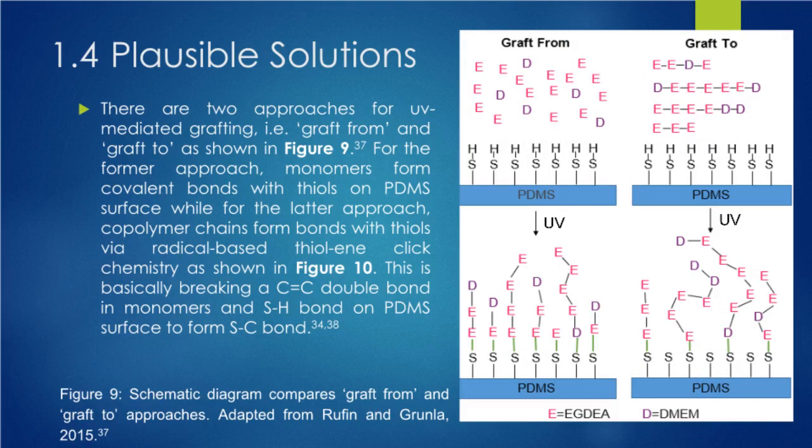There are two approaches for UV-mediated grafting, i.e. graft from and graft to, as shown in Figure 9. For the former approach, monomers form covalent bonds with thiols on PDMS surface, while for the latter approach, copolymer chains form bonds with thiols via radical-based thiol-ene click chemistry as shown in Figure 10. This is basically breaking a carbon-carbon double bond in monomers and sulfur-hydrogen bond on PDMS surface to form sulfur-carbon bond.